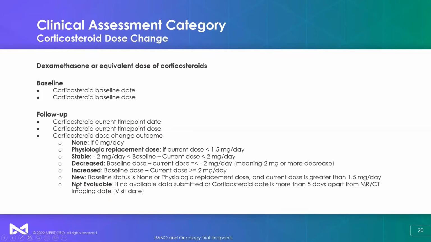Or we can record not available if there was no data submitted from the clinical site, or if the only available corticosteroid data is more than 5 days apart from the MR or CT imaging date, which is too far away, and the dose change may not be as accurate. In such cases, we cannot incorporate that data into the RANO assessment.